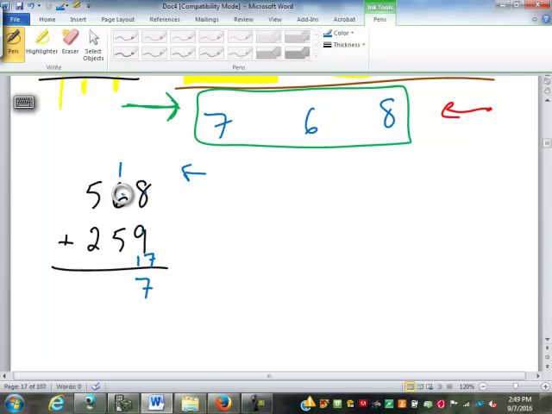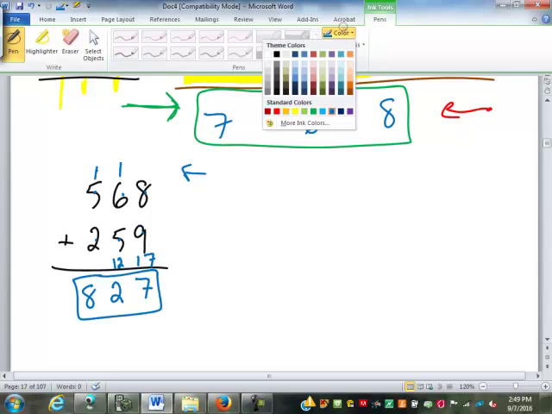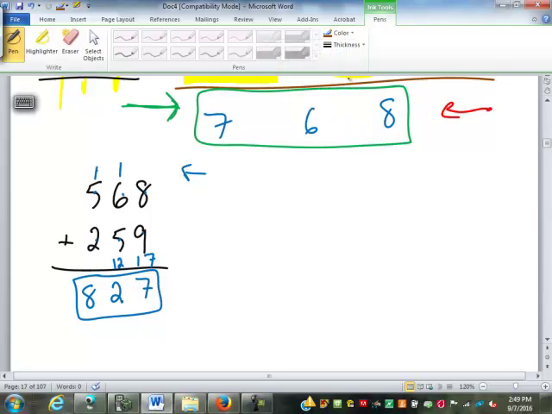1 and 6 is 7, plus 5 is 12. So once again, we keep the 2 and we carry the 1. 1 and 5 is 6, plus 2 is 8. And that's how we were all taught how to do addition.